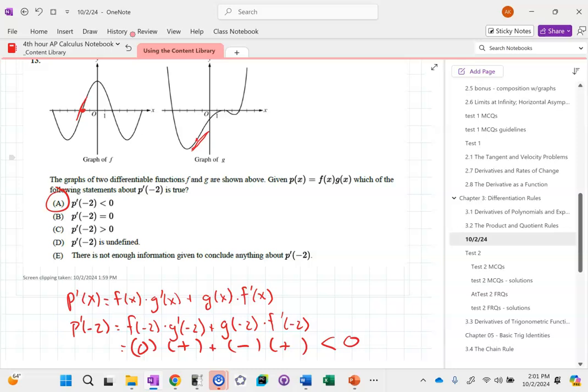That's the key to getting it. But you have to remember to do the product rule to start, right? The common mistake would be to just say, oh, the derivative of p is f prime times g prime. Don't do that. Does that feel okay, though?